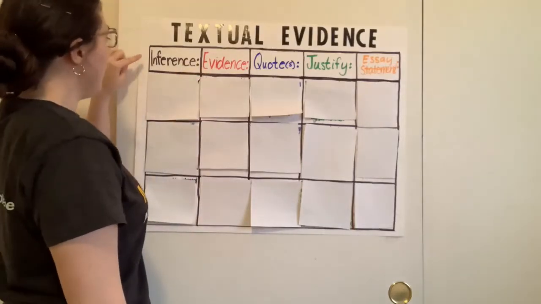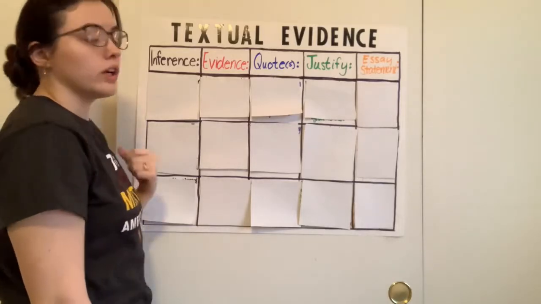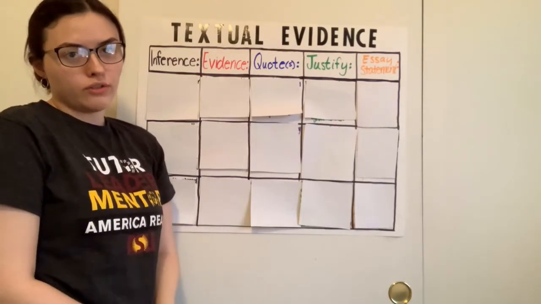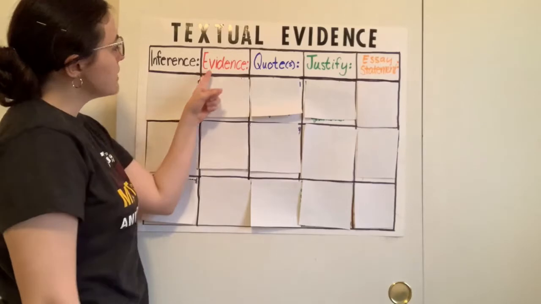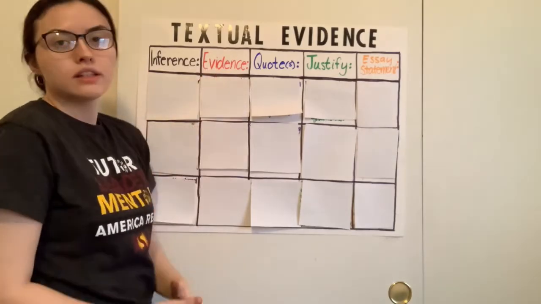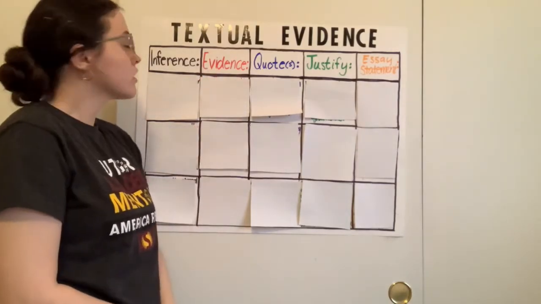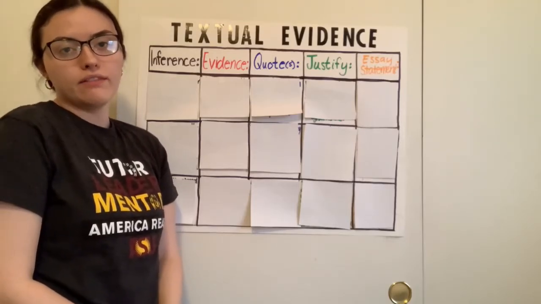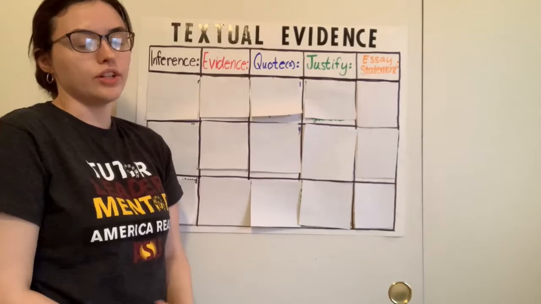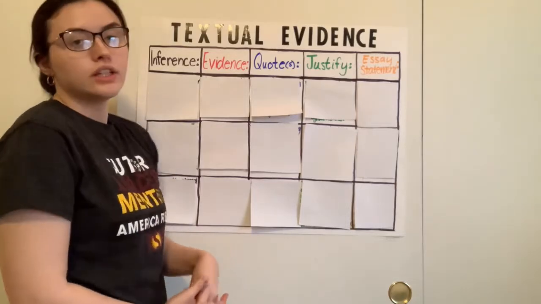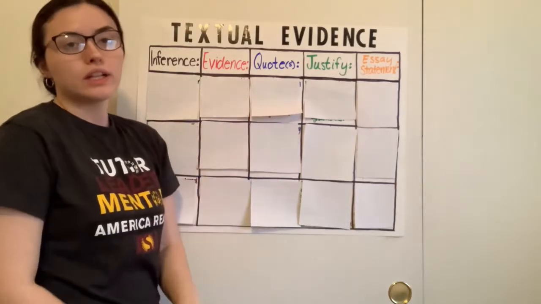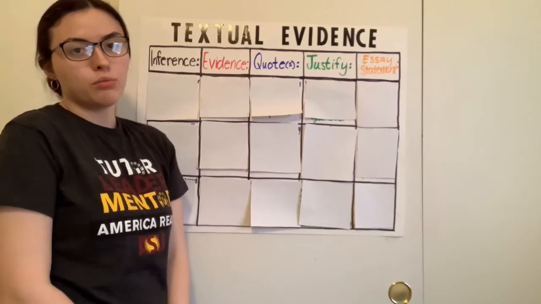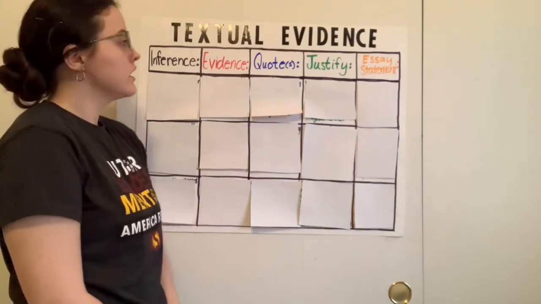After you create your table, you are going to want to title the top boxes. The first box we have is inference. You're going to gather inferences from the story we're going to read later on. Next, you're going to put evidence. After we read our inference, we are going to find evidence from the text to support that inference. After that, we have quotes. We're going to take quotes directly from the text that support the evidence and the inference.